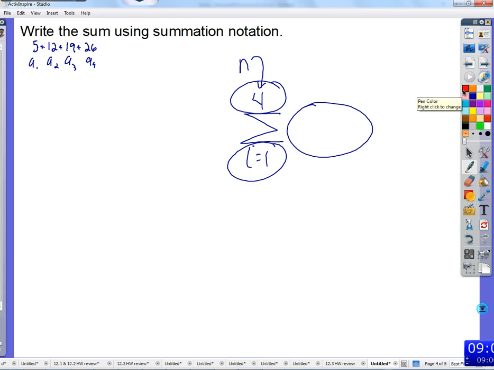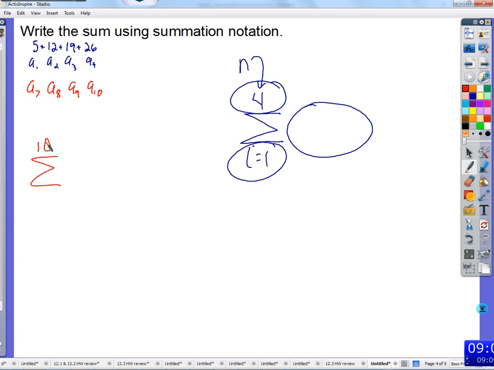Well, we could do this, which would be a weird choice, but we could start at a sub 7, call this a sub 8, a sub 9, a sub 10. But then our sigma notation would look different. It would look like what? What's on top? 4? No, not 4. 10. 10, yeah.